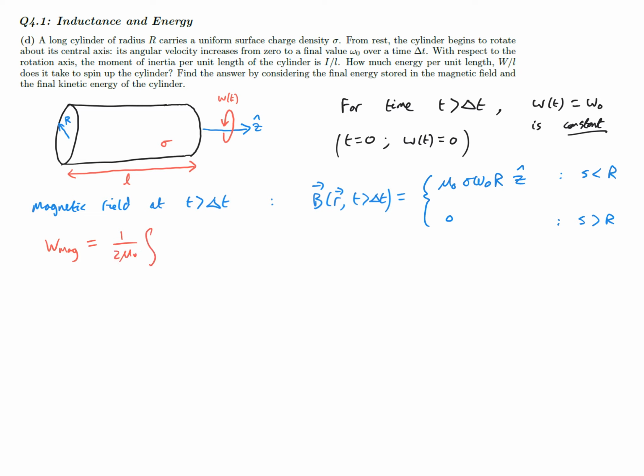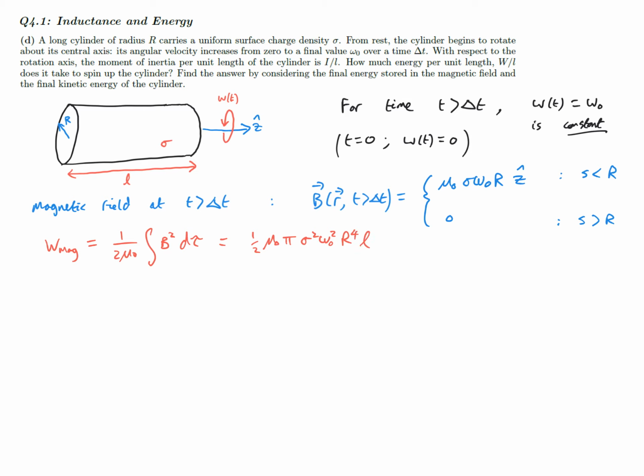We integrate in the volume of the space we're considering the magnetic field strength squared, B squared, d tau. And of course, because the magnetic field is only finite within the solenoid, and it's constant within the solenoid, we can simply do this integral. It's a half mu naught pi sigma squared omega naught squared r to the 4 times L, where L is the length of the solenoid.